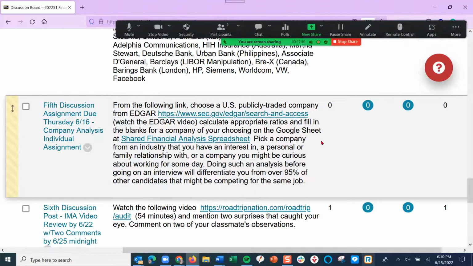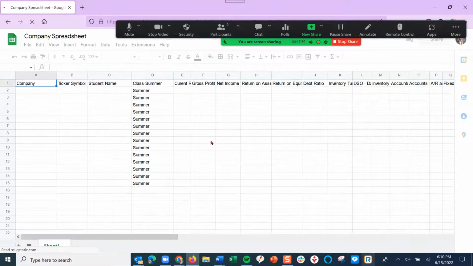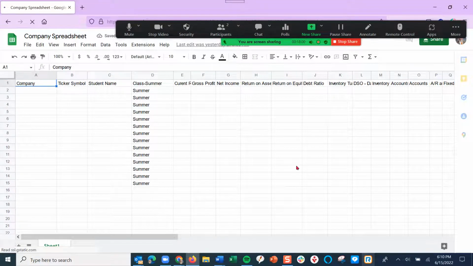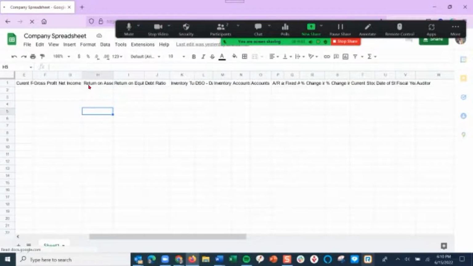So I'm going to do it in 2 places. First, I'm going to go to a shared financial analysis spreadsheet. This is a Google Sheet. When you click on it, you'll access a blank spreadsheet, not an Excel spreadsheet, but a Google Sheet. And there are a bunch of categories that we're going to be using here and looking at.